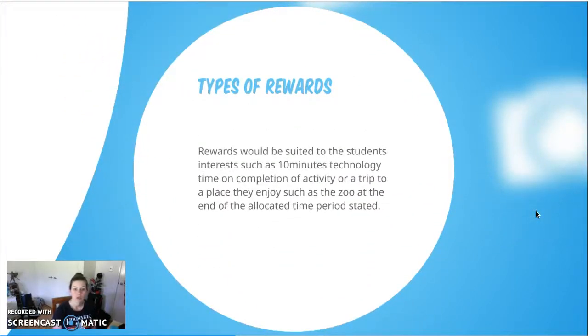Types of rewards. Rewards would be suited to the student's interests. If the student was interested in technology, they may get 10 minutes of technology free time after they have completed their task. On a more long-term goal, they may be working towards a trip somewhere that they like, such as the zoo.